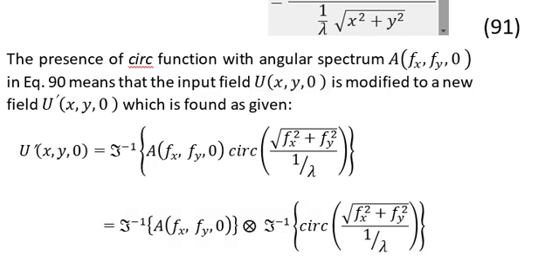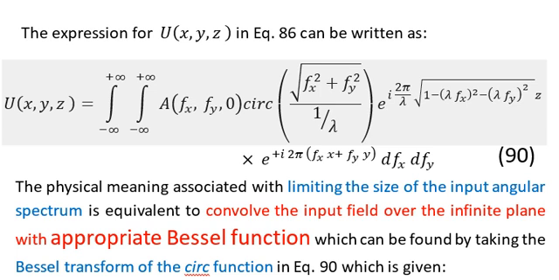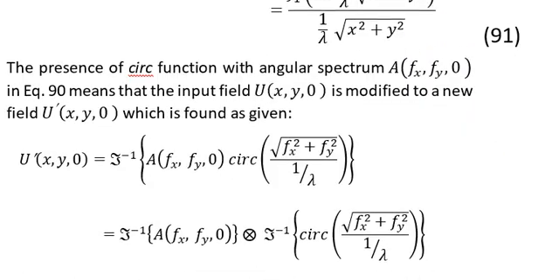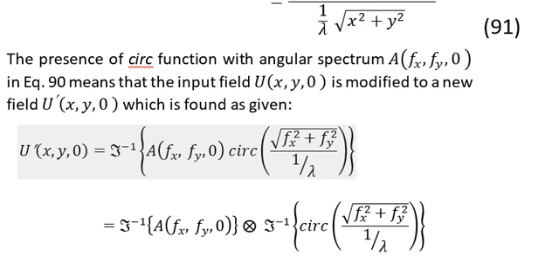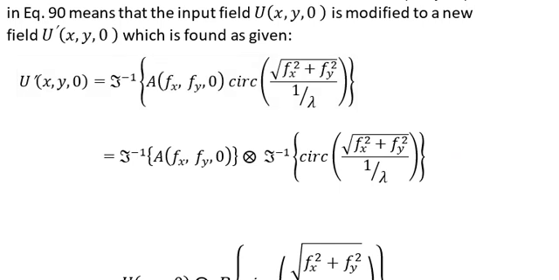The presence of the circ function with the angular spectrum in equation number 90 means that the input field is modified to a new field, which is found here. So what we say is that this angular spectrum and the circ function, these two together give you a new angular spectrum, a limited angular spectrum, and of course a limited field, the new field, which we call u prime over here. So u prime at coordinates x comma y comma 0 is actually a new field. And here we have taken the inverse Fourier transform of the product of the angular spectrum and the circ function from the above equation, because the inverse Fourier transform of these two will give you a new field. If you remove the circ function from here, then the inverse Fourier transform of this angular spectrum will give you the field u of x comma y comma 0, the original field.